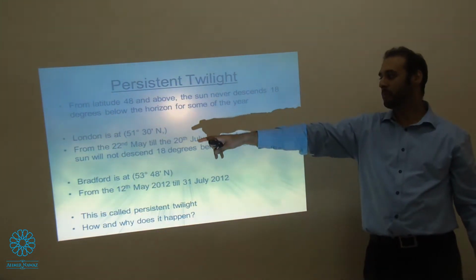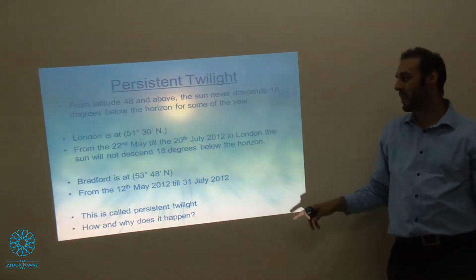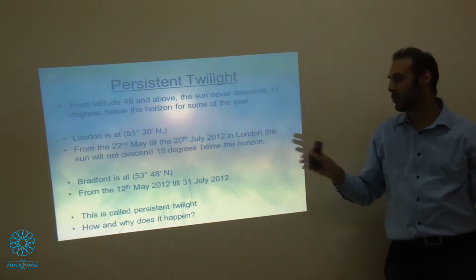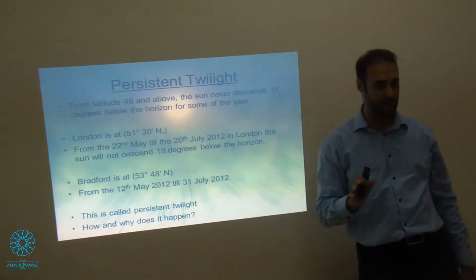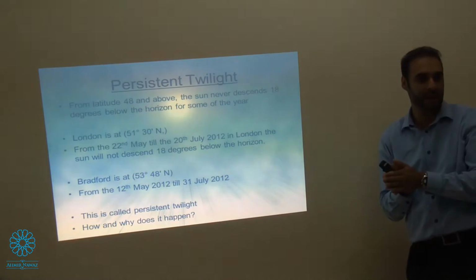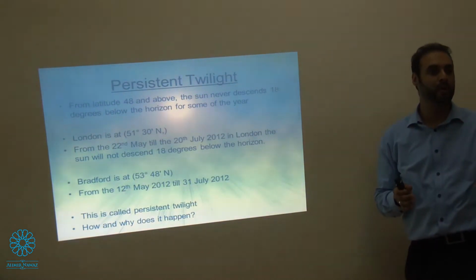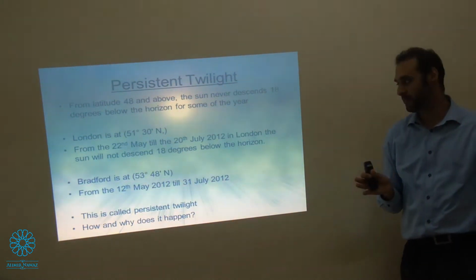51 degrees. From the 22nd of May till the 20th of July 2012, in London, the sun will not descend 18 degrees below the horizon, which means you've got perpetual twilight. You've got a problem with your Fajr and Isha times now.